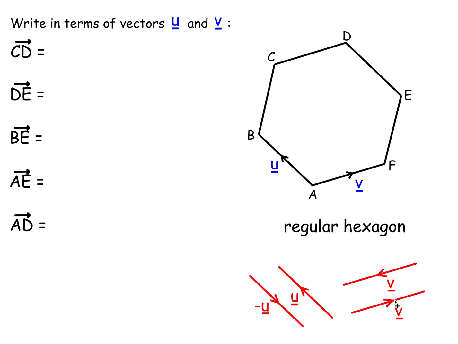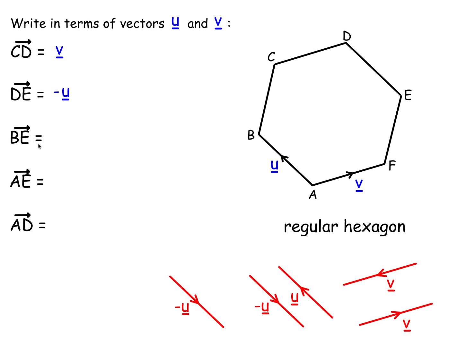From C to D, there's C to D. It's exactly the same as vector V. So CD equals vector V. The next one says DE. So it wants DE from D to E. That one, D to E, is the reverse direction of U. So it's the same size but opposite direction to U. So that's DE is negative U.